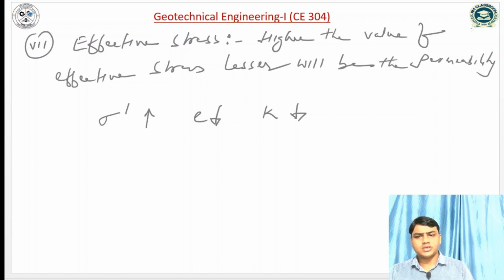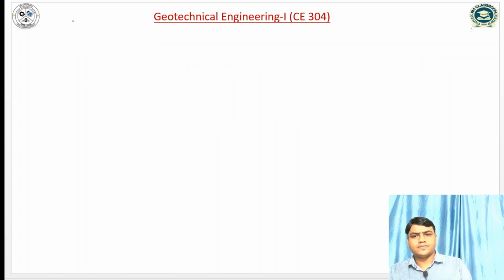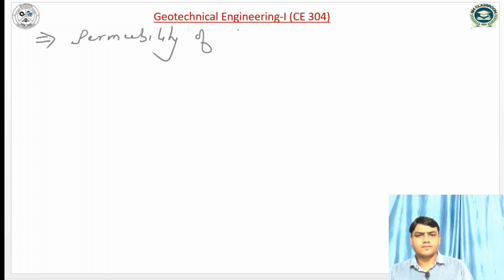So now I am going to discuss the permeability of stratified soil. Stratified soil means the soil has various layers, and different layers have different properties and different coefficients of permeability. Then what will be the effective permeability? So two cases I will discuss. The first case is when the flow is parallel or horizontal to the bedding plane, and the second is when the flow is vertical or normal to the bedding plane.